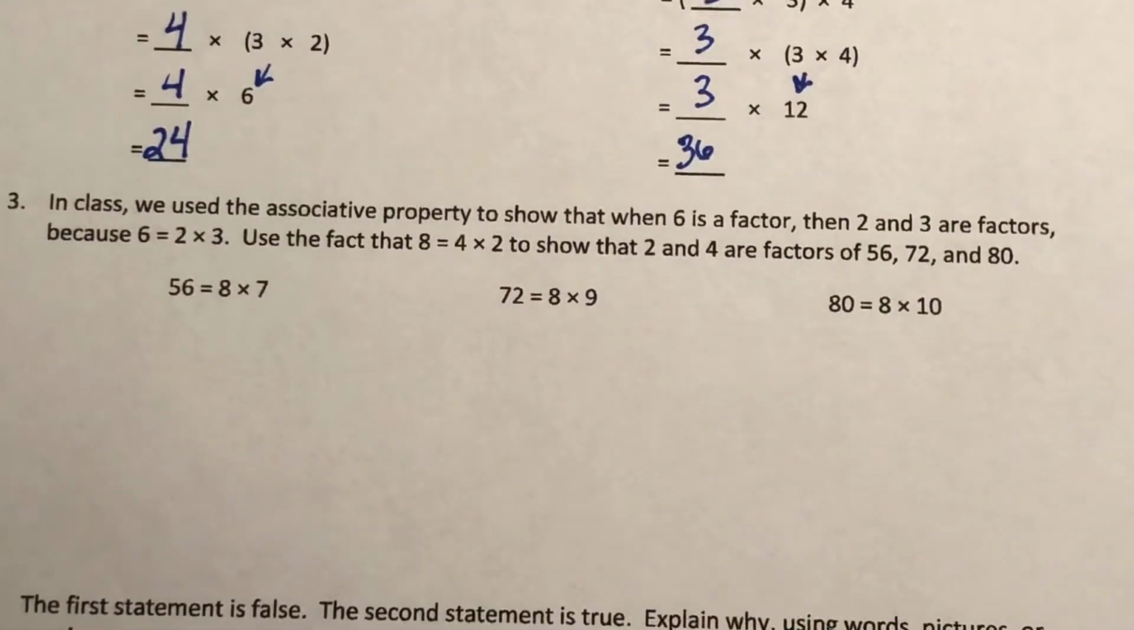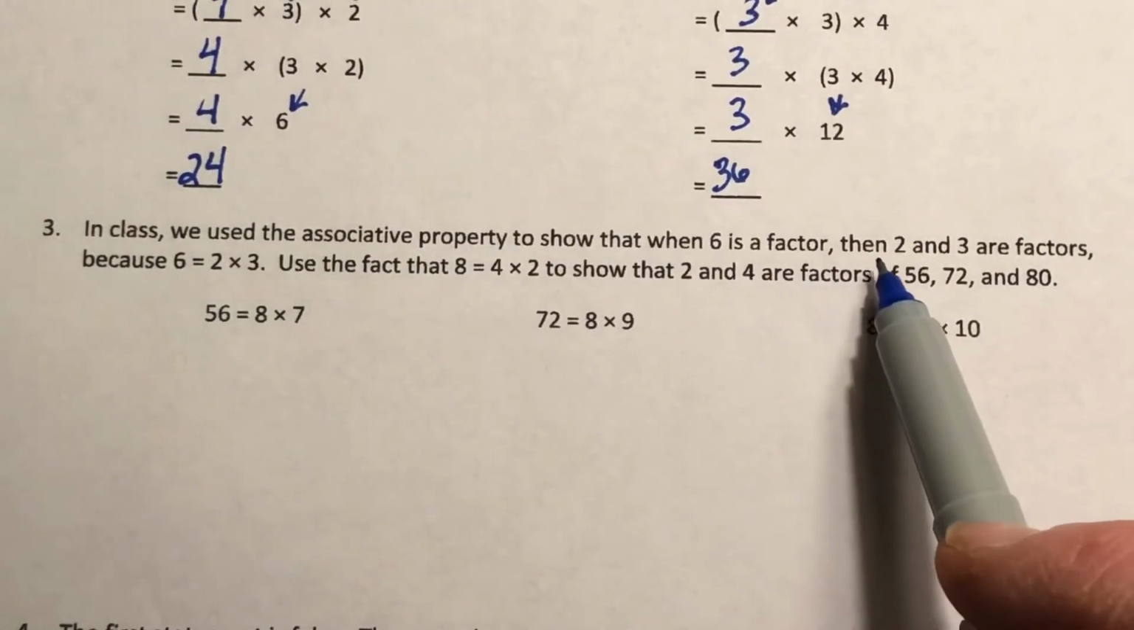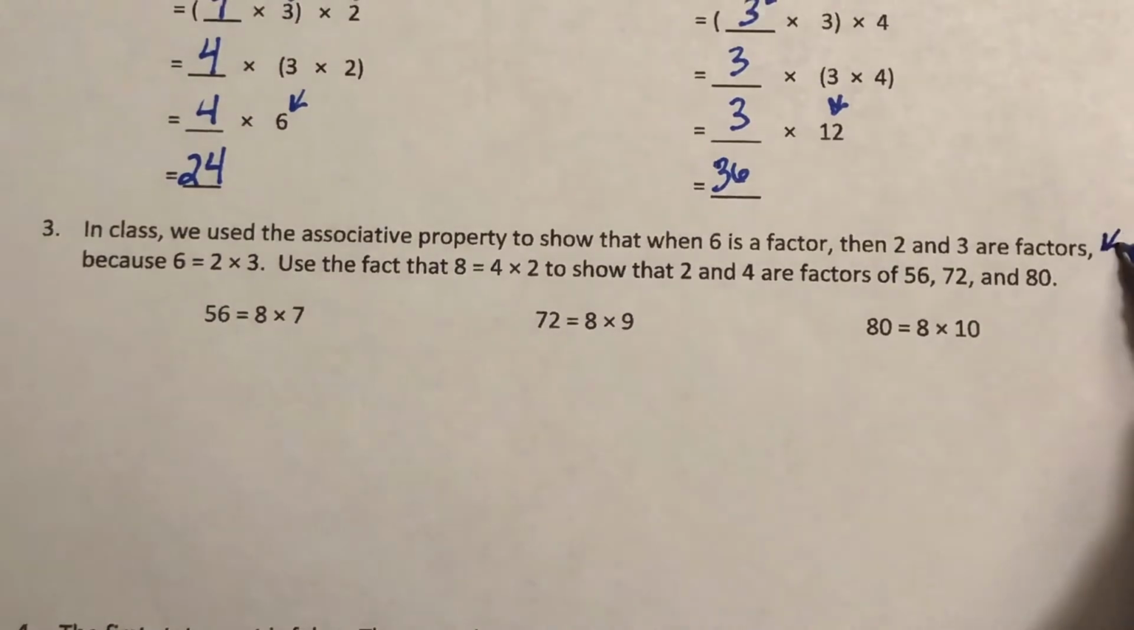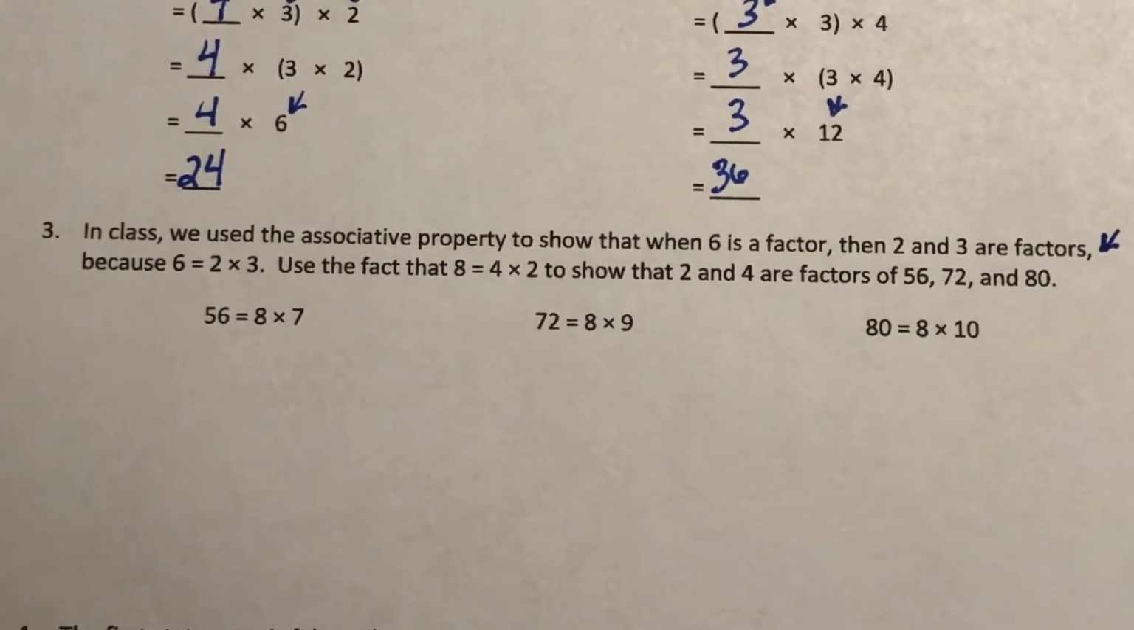See how this goes. In class, we use the associative property to show that when 6 is a factor, then 2 and 3 are factors. Okay? Because 6 is equal to 2 times 3. Use the fact that 8 equals 4 times 2 to show that 2 and 4 are factors of 56, 72, and 80. This is really confusing. Let me just kind of break this down for you, okay? We're going to do the first one, and I'm going to talk to you about this, all right?